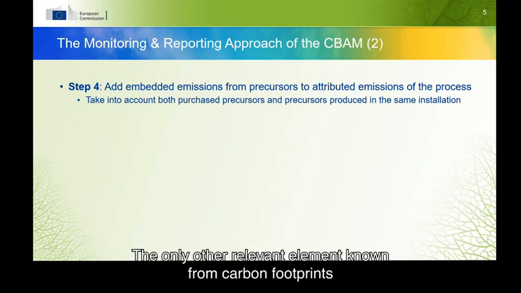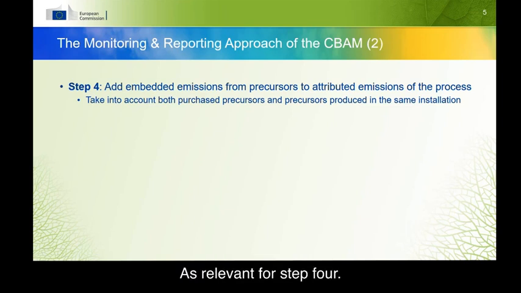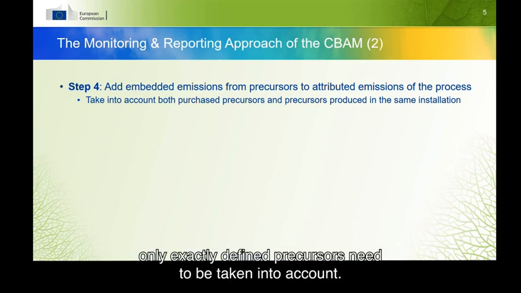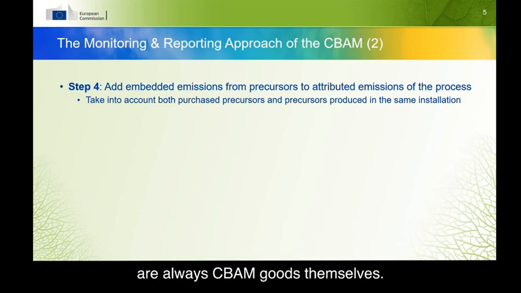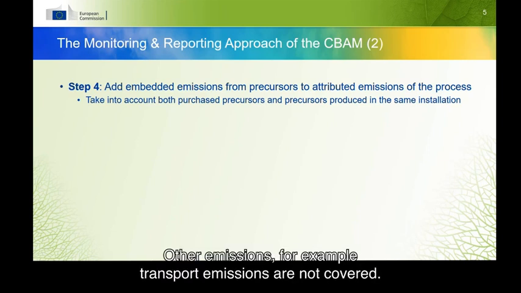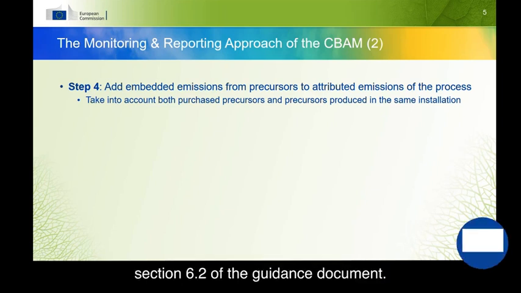The only other relevant element known from carbon footprints is the addition of embedded emissions of precursors as relevant for step 4. However, for the purpose of the CBAM, only exactly defined precursors need to be taken into account. They are identified in Annex 2 of the Implementing Act and are always CBAM goods themselves. Other emissions, for example, transport emissions, are not covered. For more details on this topic, please read carefully section 6.2 of the guidance document.